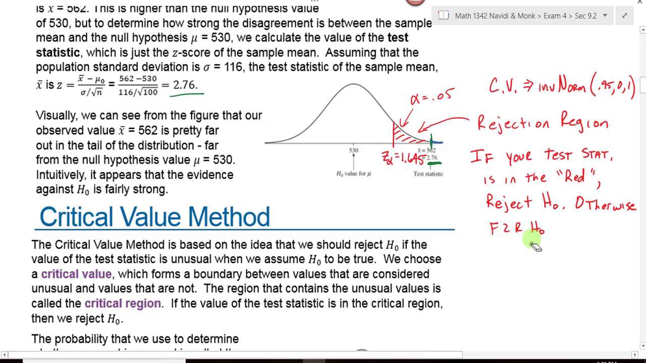Oh, F2RH naught means fail to reject the null hypothesis. Thank you for asking. This is my shorthand for fail to reject the null hypothesis.